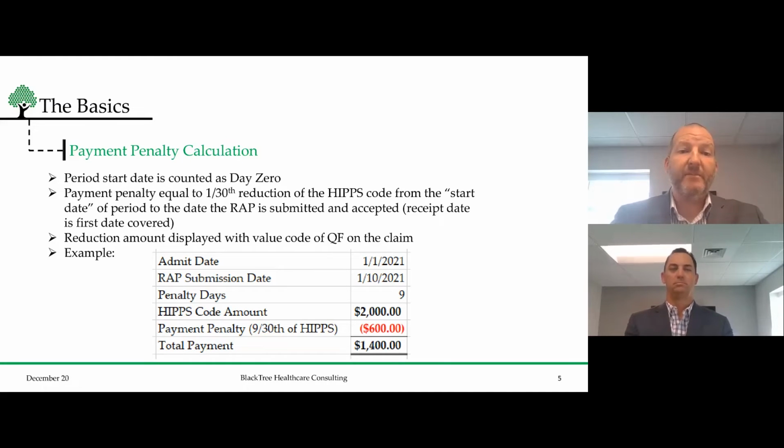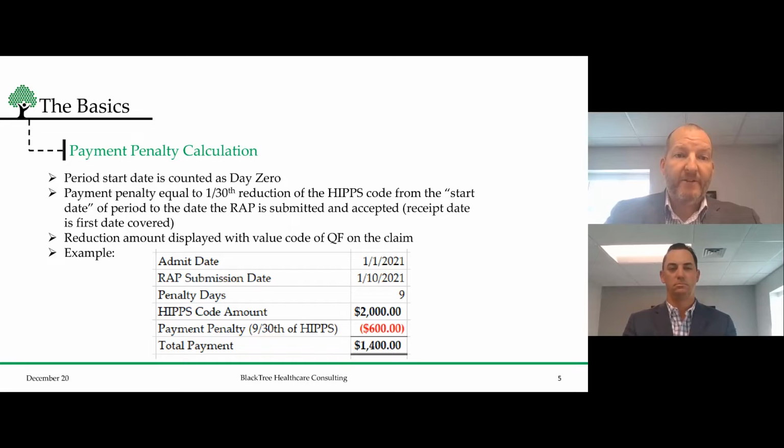So let's say I didn't submit my RAP within those 5 days. Well, this is exactly how it works. First, a couple of points to note. Period start date is counted as day 0. So that's not day 1. So the clock starts basically on day 2. So day 1 is going to be the period start date, which is going to be considered day 0.